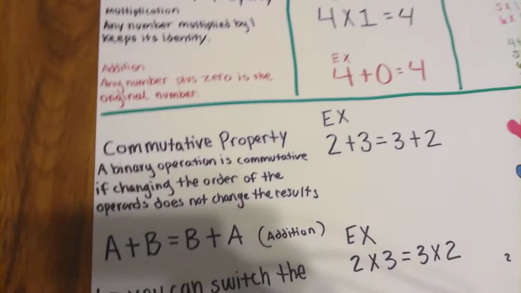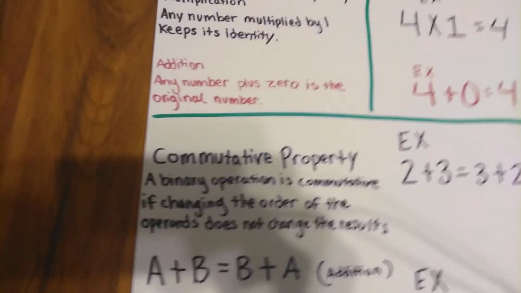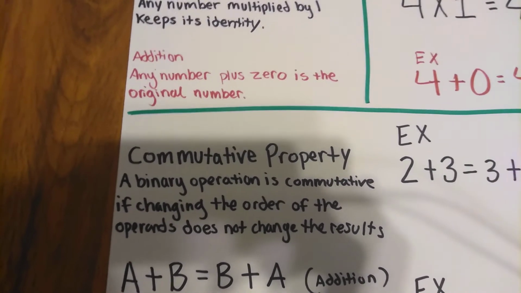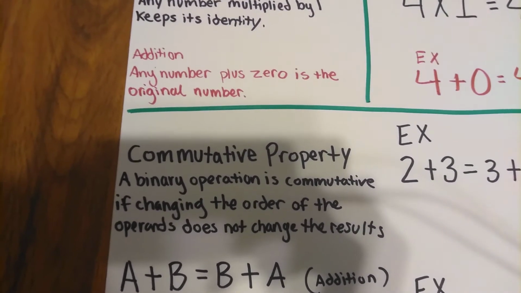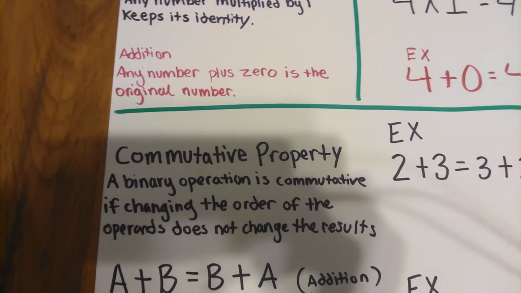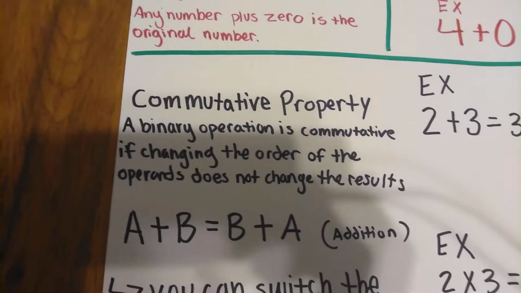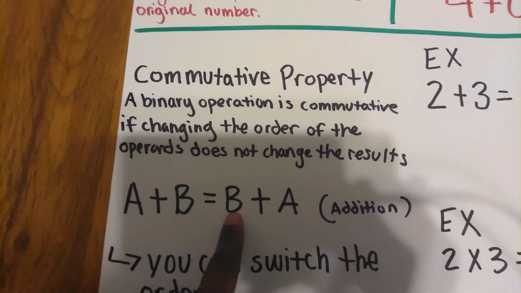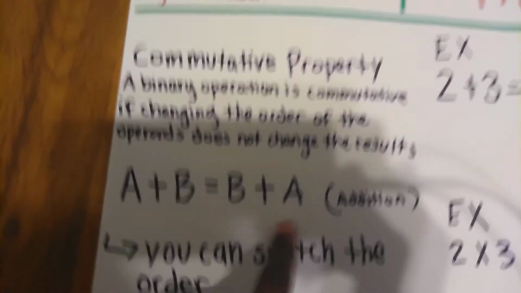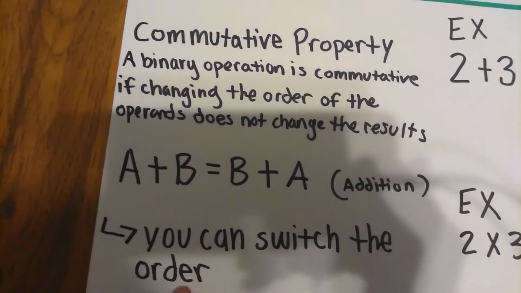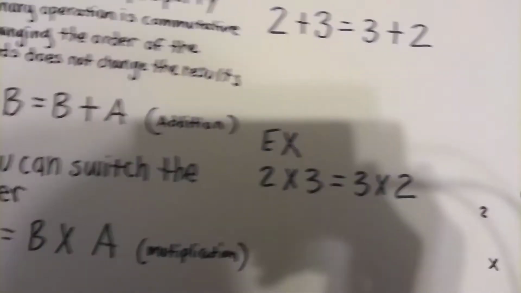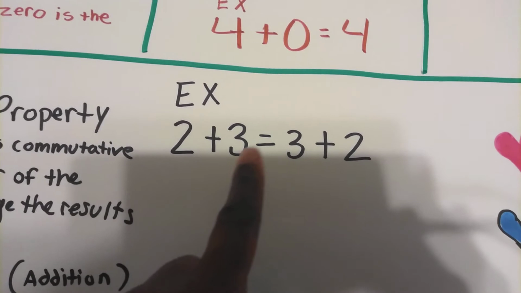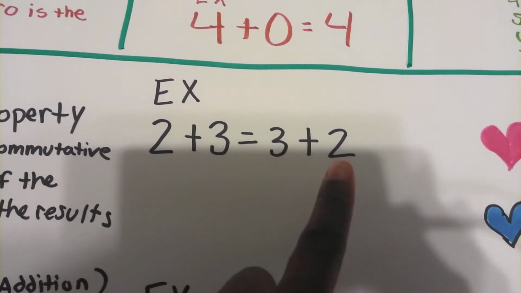Okay, the next property is the commutative property. The definition is that a binary operation is commutative if changing the order of the operands does not change the results. So for addition, let's look at the variables. A plus B equals B plus A. You can switch the order and you'll still get the same answer. Here's your example for addition: 2 plus 3 equals 3 plus 2.